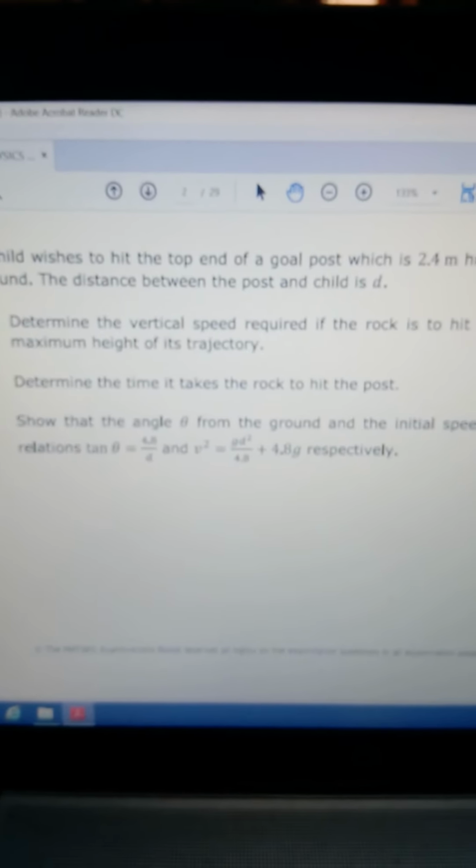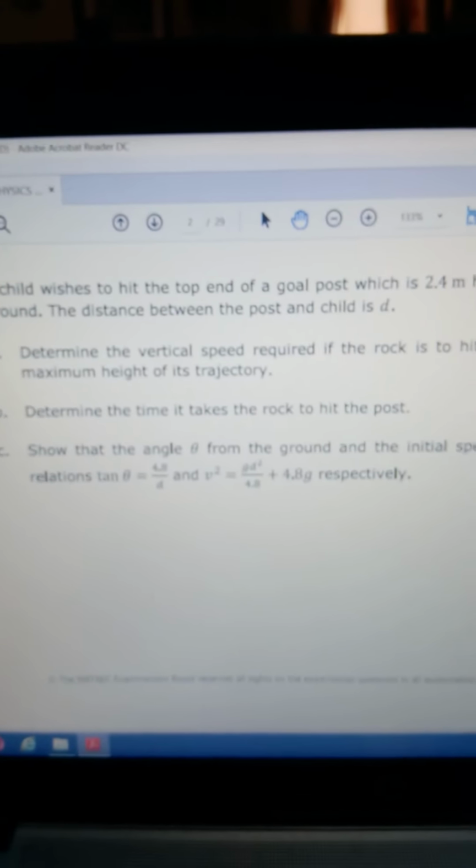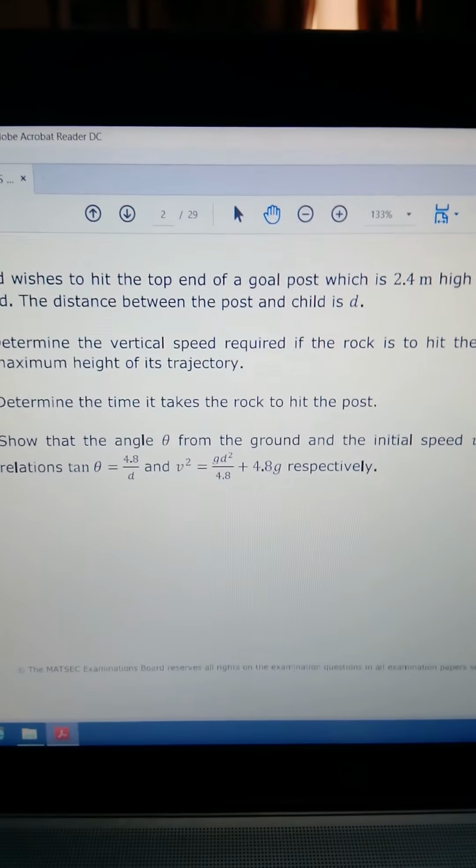Going on to part C: show that the angle theta from the ground and initial speed of the rock obey the following equations given to us. Tan theta is 4.8 on d, and v squared equals g d squared on 4.8 plus 4.8 g. Okay, so now we're going to set out on this part.